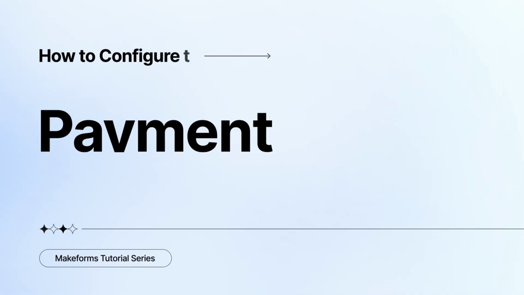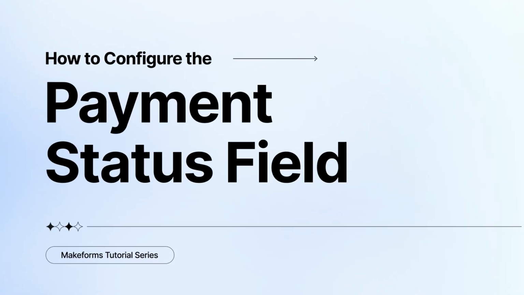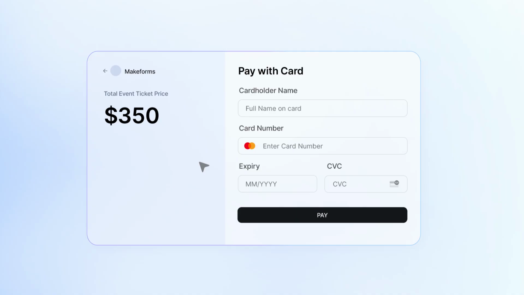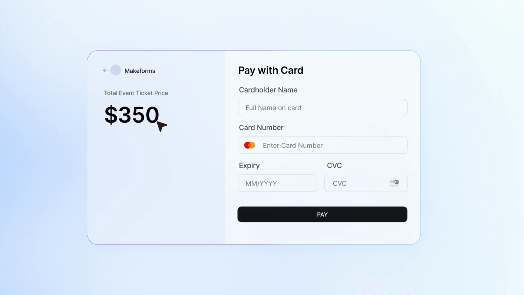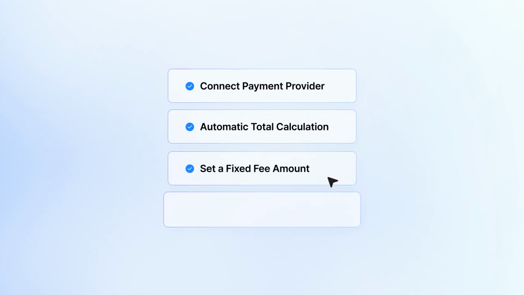In this episode, we'll set up the payment gateway and use the payment status field inside Makeforms. Payments should be clear for the user and easy for you to manage. We'll start by connecting a payment provider, then we'll wire it into two common form flows, one where the total is calculated automatically and one where the fee is fixed. After that, we'll use payment status on the thank you screen to show the right message based on what happened with the payment. Let's get started.